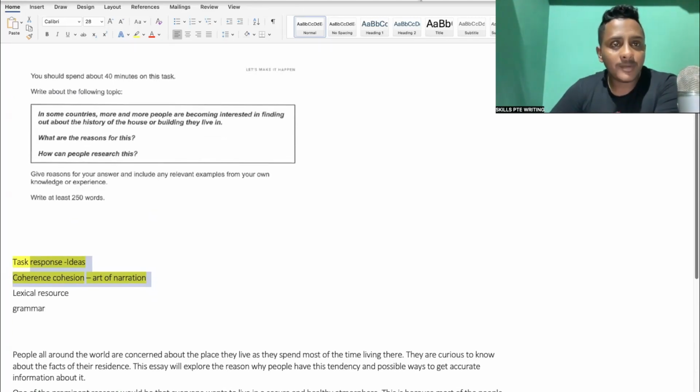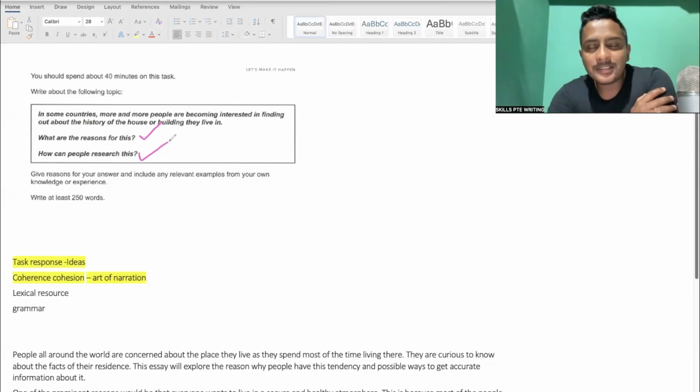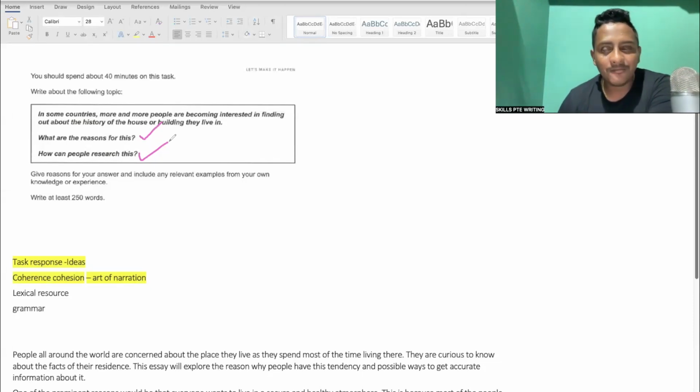If you observe the question carefully, there are two things asked in the question. What are the reasons for this has to be answered separately in the second paragraph. How can people research this particular thing should be answered separately in the first paragraph. Sorry, third paragraph. As simple as that. First paragraph is going to be the introduction. Second paragraph is going to be what are the reasons for this. Third paragraph is going to be how people research this. Fourth paragraph is going to be the conclusion.